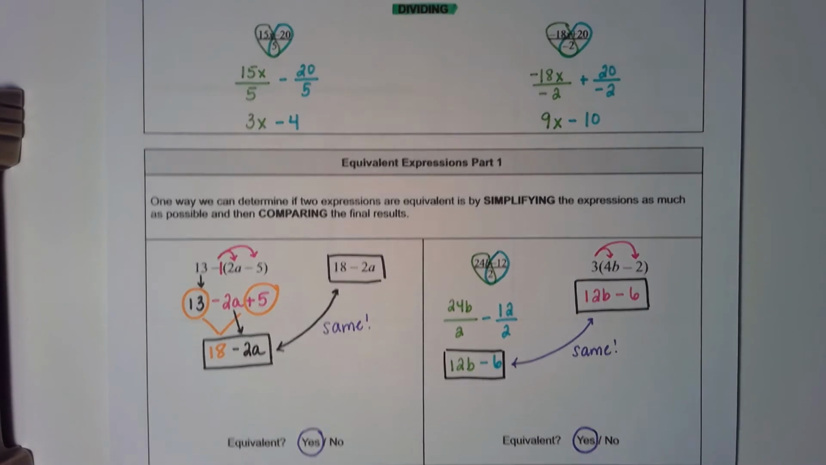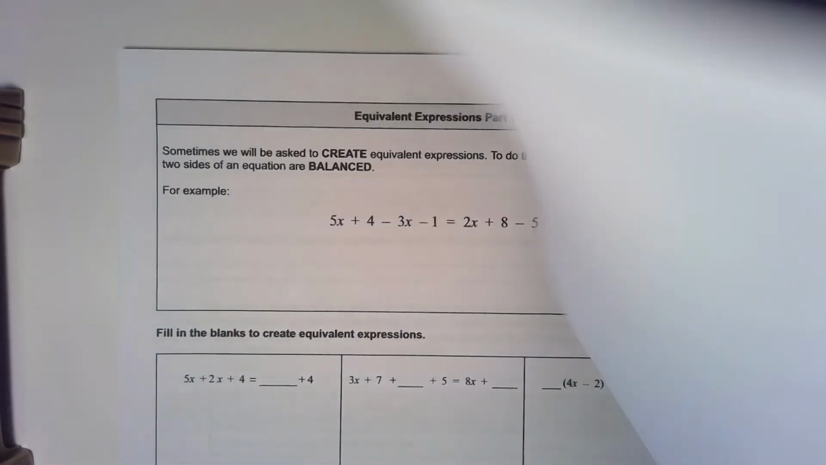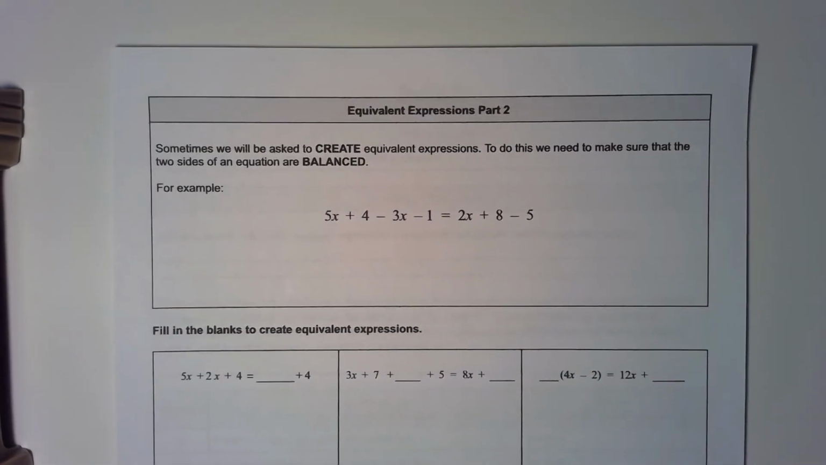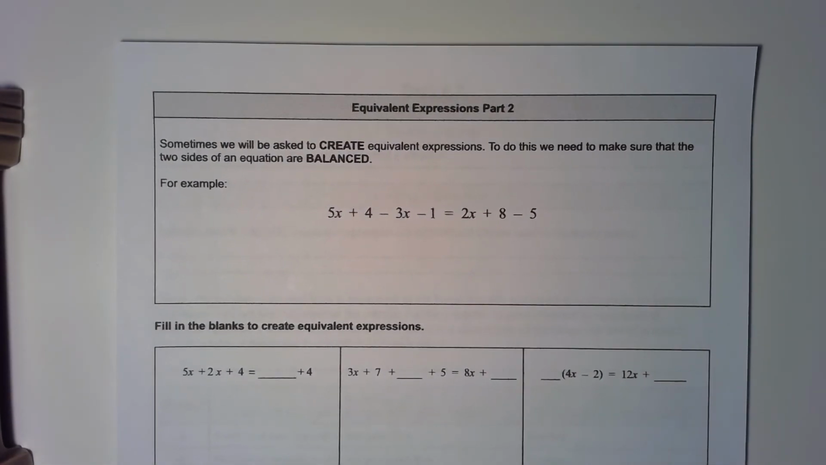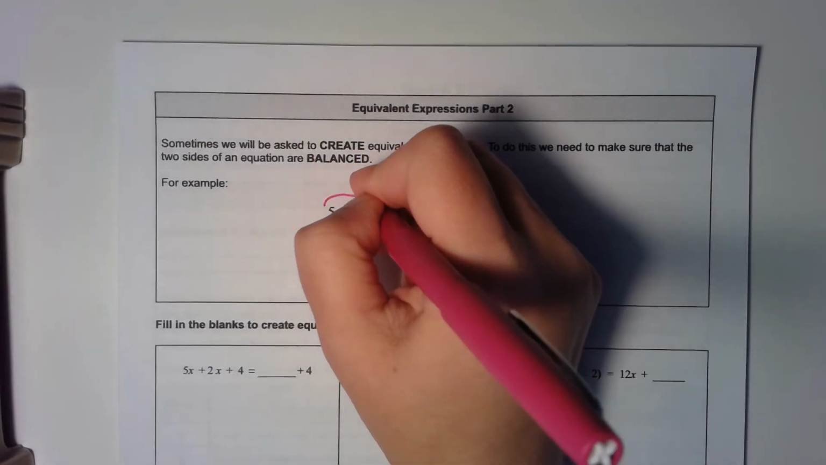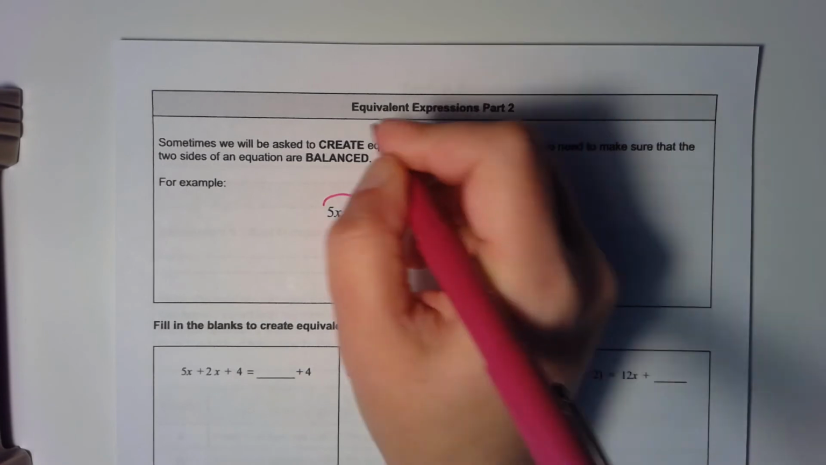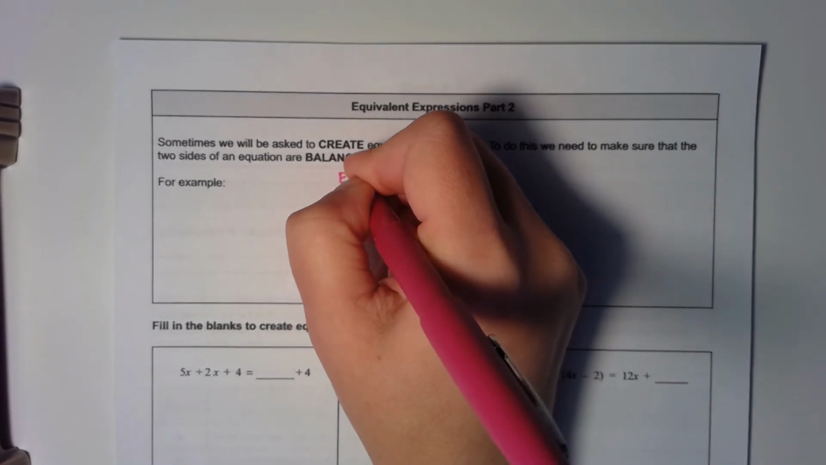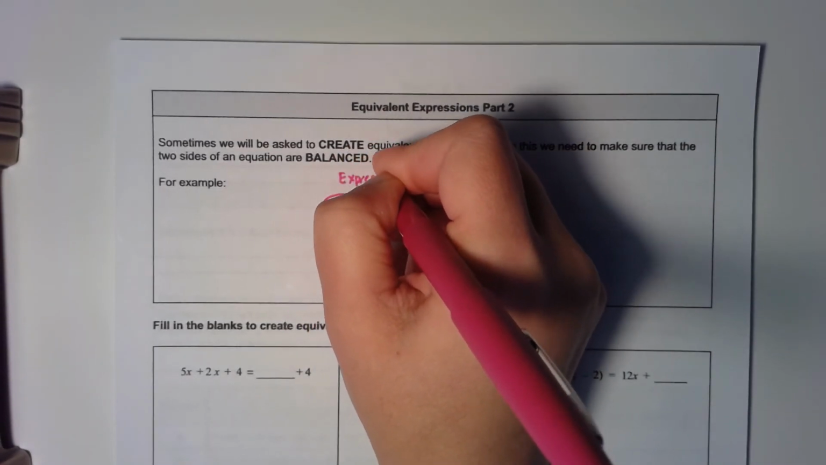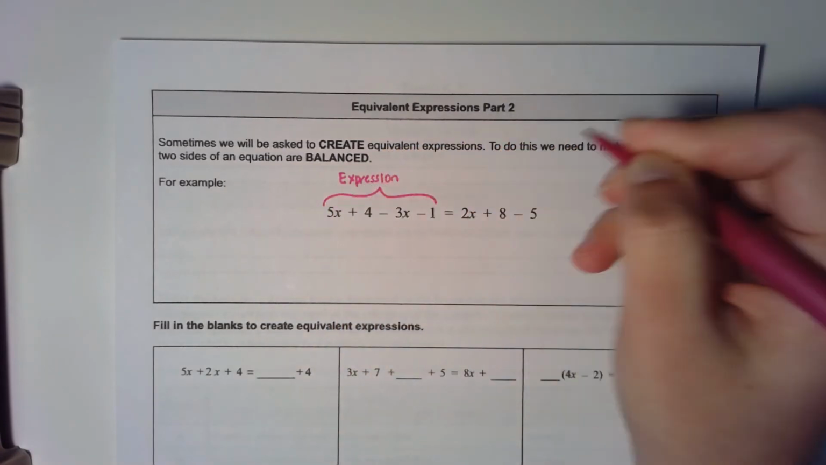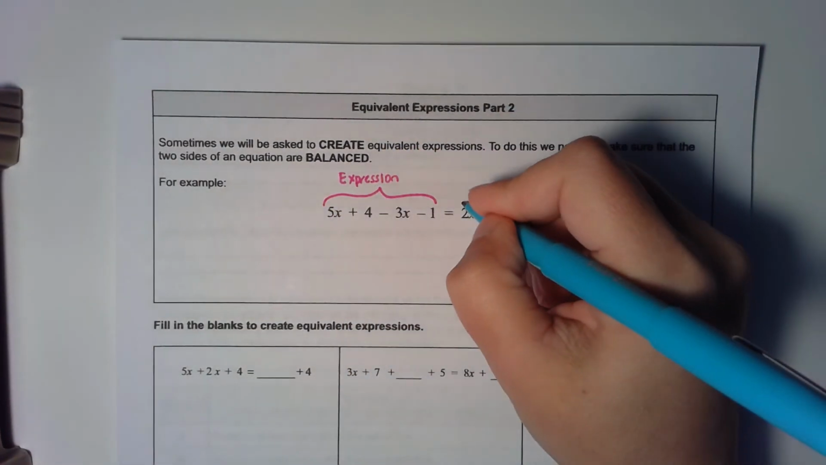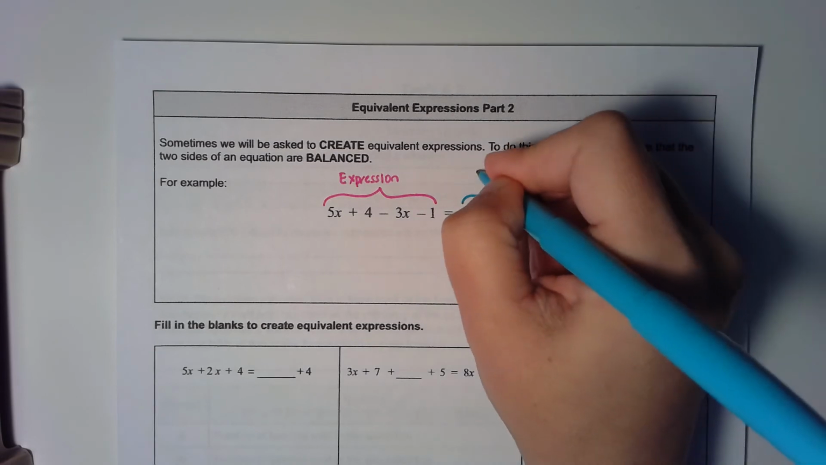Okay, now the next thing we're going to talk about is we're going to kind of look at equivalent expressions in a different way. Sometimes we need to create equivalent expressions. Now, to do this, we sometimes set it up as an equation. So what we're doing here is we're creating an equation by putting expression number 1 on the left side, and we're putting expression number 2 on the right side.